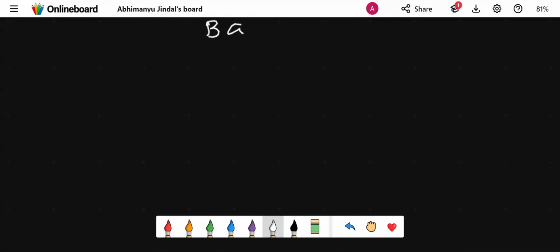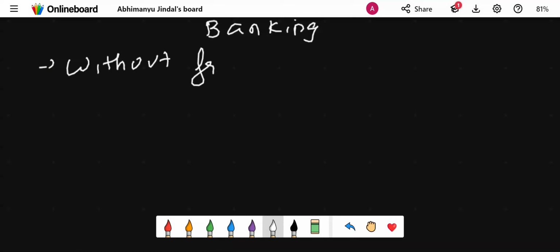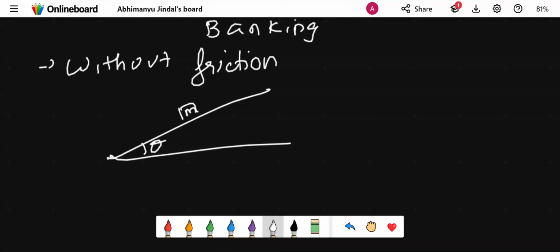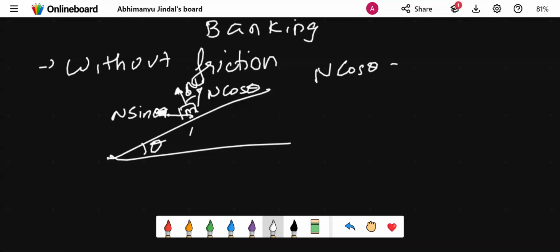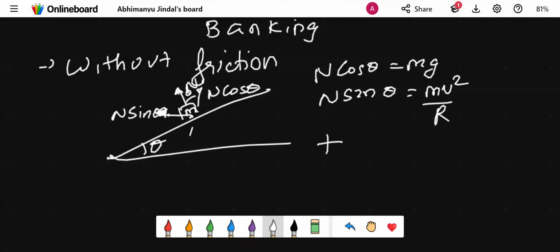Banking is of two types: one is without friction, one is with friction. Let's first do without friction, and then we'll go to with friction. So without friction, let's say this is banked at angle theta. Here's a car of mass m. The normal force is this way, n, and let's say this angle right here is theta. Then this is n cos theta, and this is n sin theta, which provides you the centripetal force. So n cos theta is mg, n sin theta is mv squared by r. So tan theta is v squared by rg.